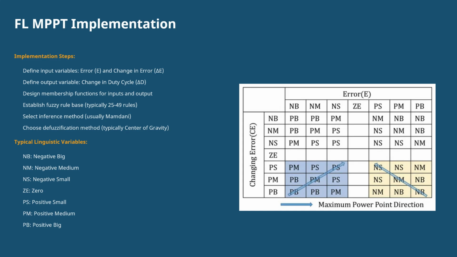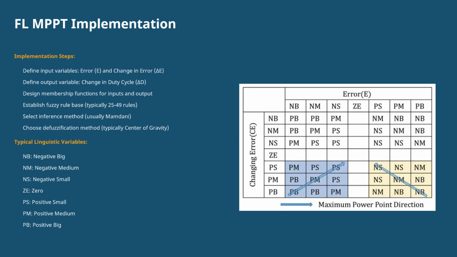Usually it takes 25 to 49 if-else condition or if-then rules based on the expert knowledge. And here the expert is human, or we. We use Mamdani inference method for rule processing and the center of gravity method for defuzzification generally. It is up to you which type of rule and which type of inference method you go with.